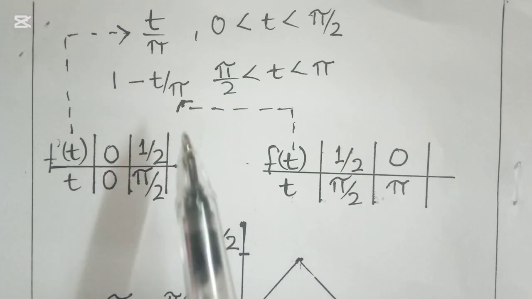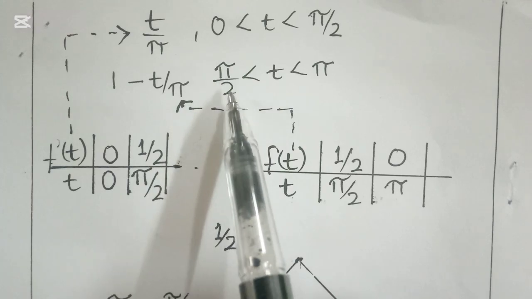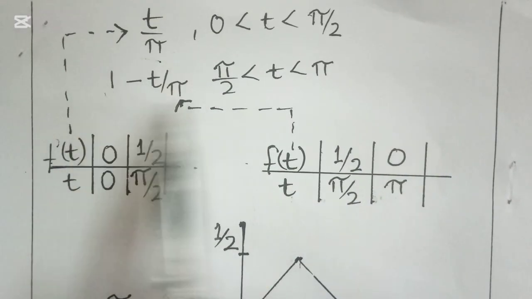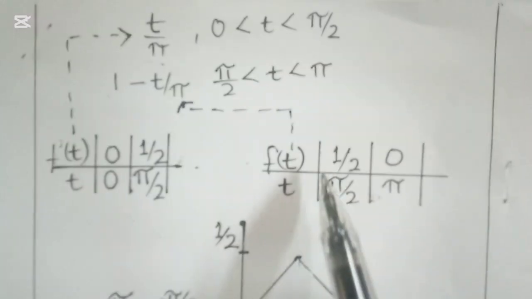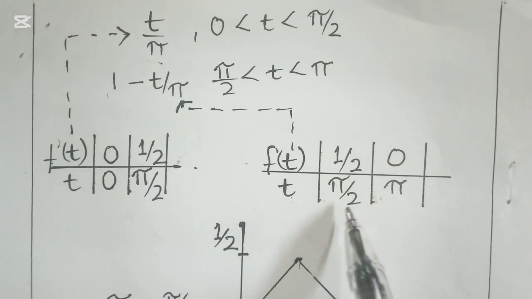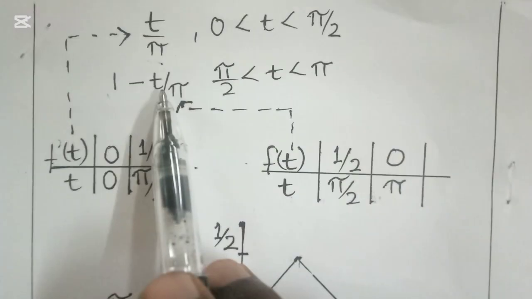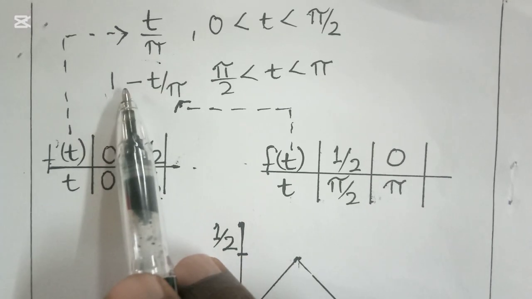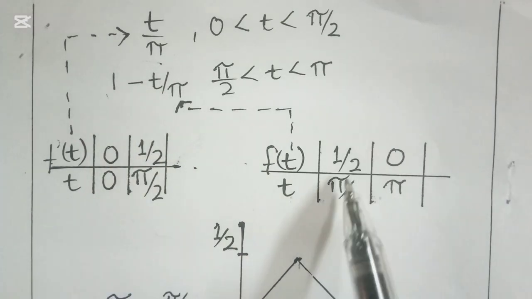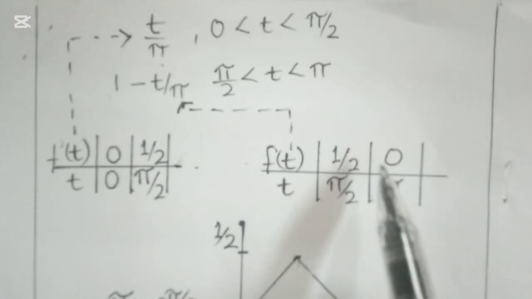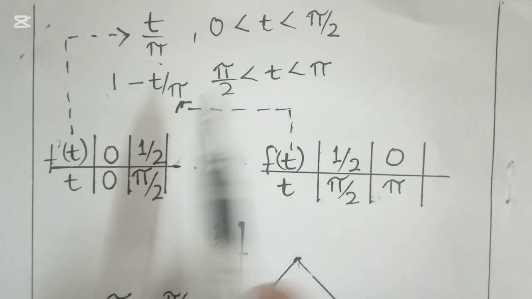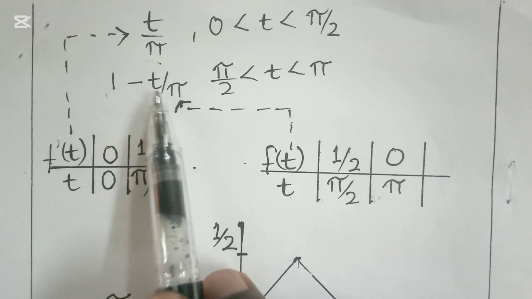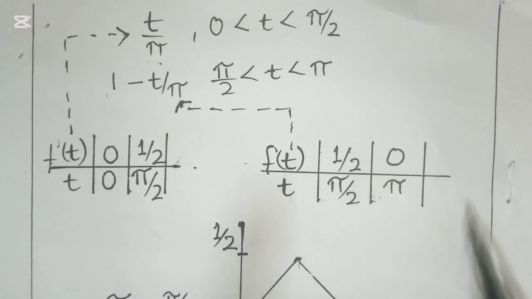Now for π/2 up to π, I have this equation. First of all, I put π/2 into this equation. If I put that, you'll get a half there, so you'll have 1 minus a half, which gives us a half. I then put π. When I put π here, you'll have 1 minus 1, which now gives us 0.